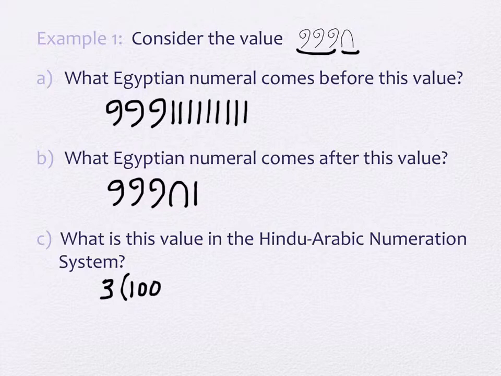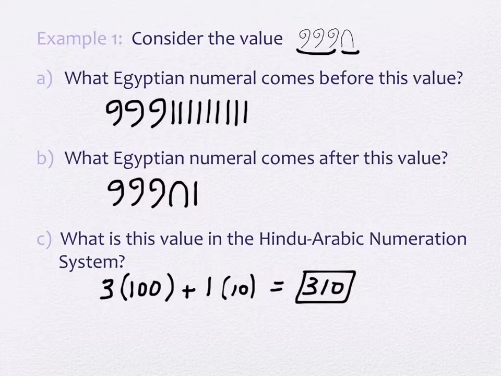So there's basically 3 times 100 here. And then there's 1 heel bone, and how much is the heel bone worth? 10. So what is this number? It's 310. The reason I'm writing it like this is because we're about to see that this becomes much more complicated when you're not dealing with Babylonians.